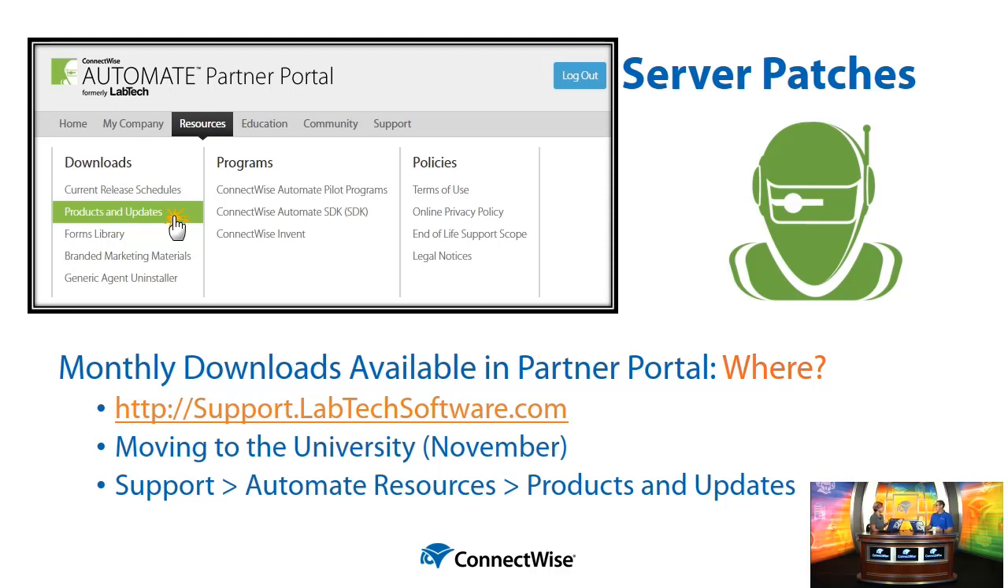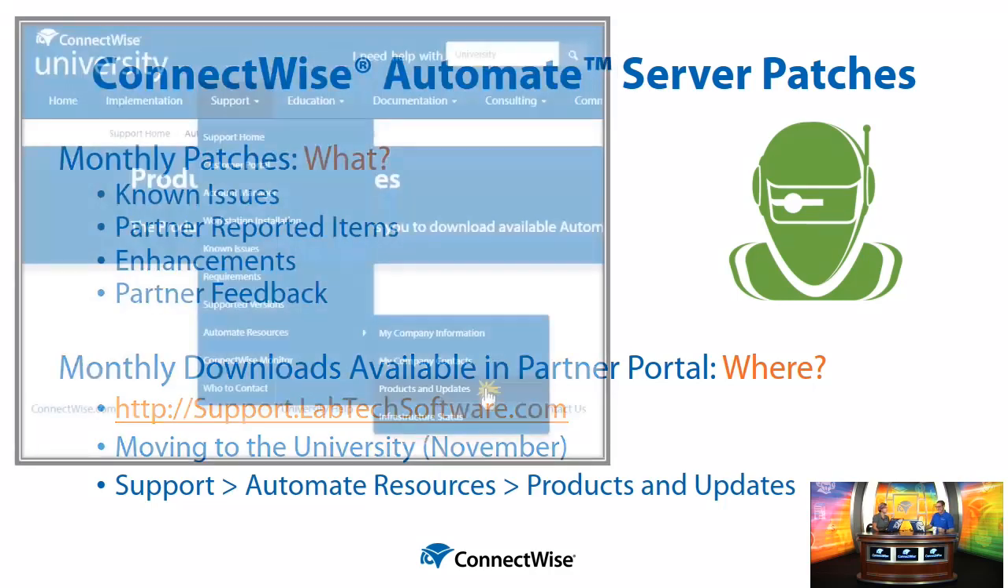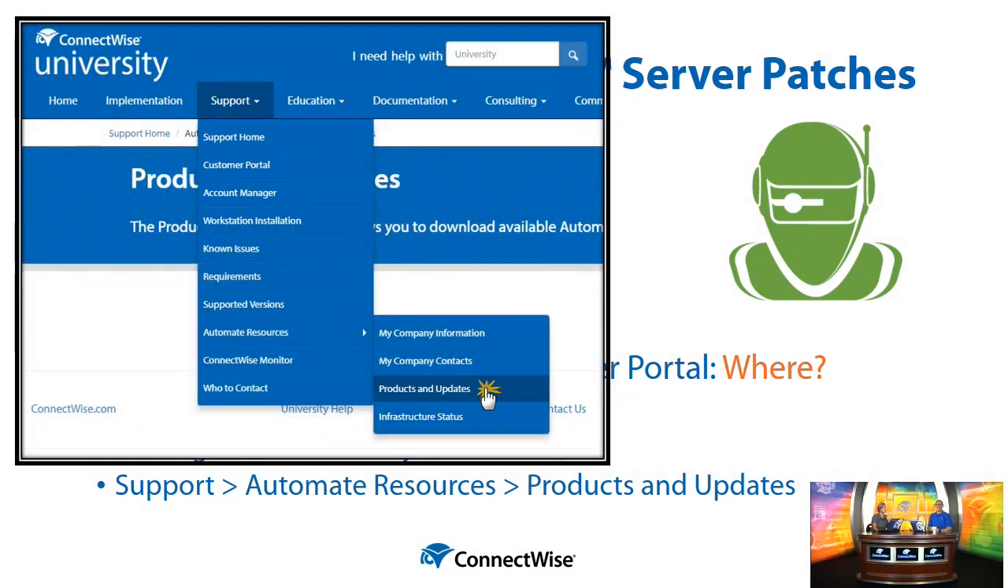So good news though. Oh my God, what's happening? We're moving the partner portal into University. I know, it's so exciting. So this is what it's going to look like once we get it into University. I'm hoping that's going to drop sometime mid-November, maybe early December, when we get the Automate Partner Portal over into University. You'll be able to find your products and updates under Support, Automate Resources.